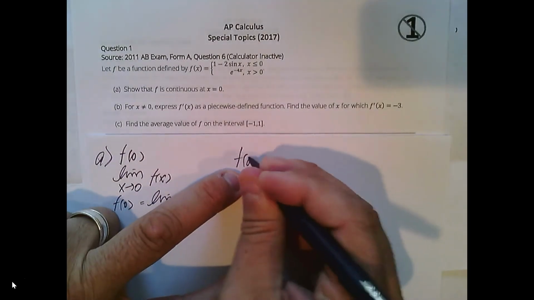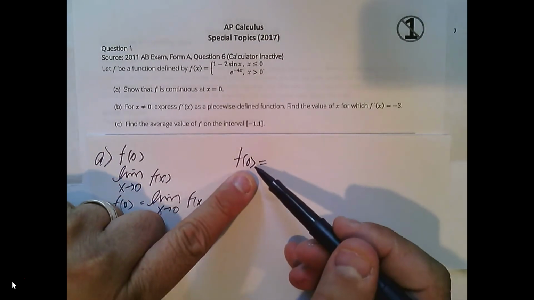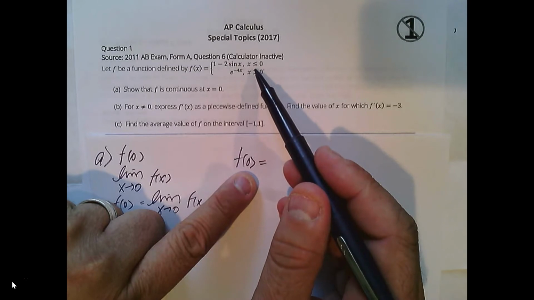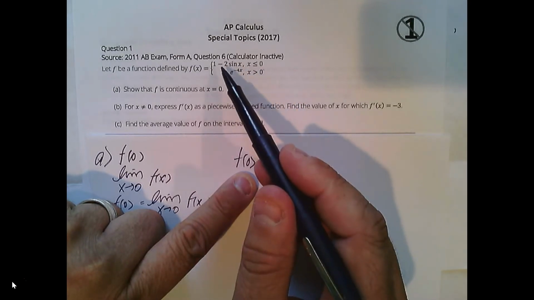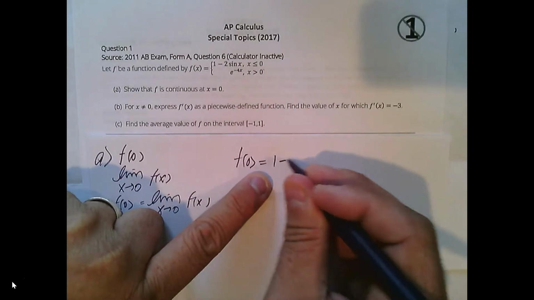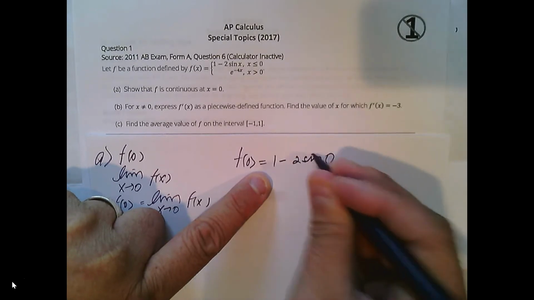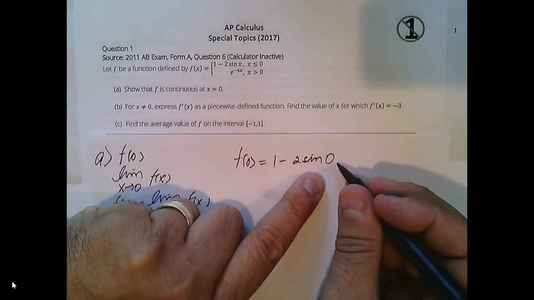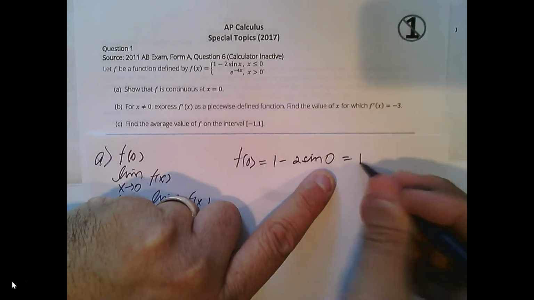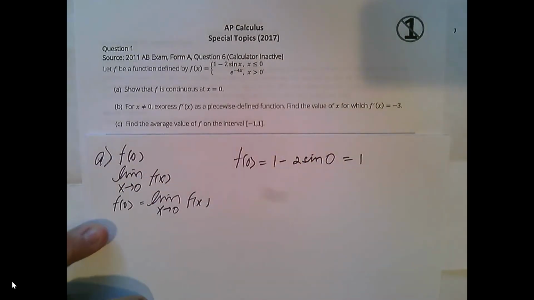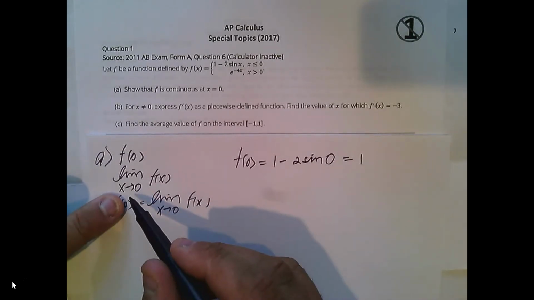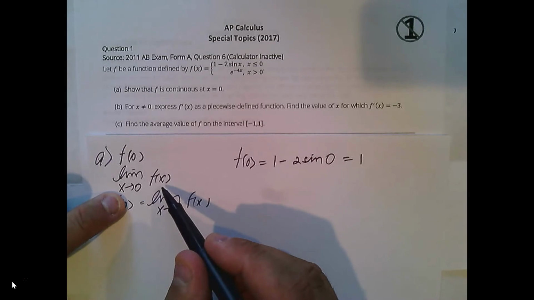Well, f of 0 means evaluate the function at 0. I'm going to look at this. If x is equal to 0, I'm going to use 1 minus 2 sine of x. So f of 0 is equal to 1 minus 2 times sine of 0. Sine of 0 is 0, times 2 is 0, you get 1. Okay, not bad. Now I want to look at the limit as x approaches 0 of f of x.